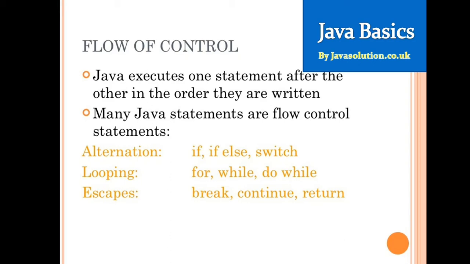For alternations, for example, for a choice-based alternation, we can use if else or switch statements. To loop around something, where we have multiple things and we want to loop around, we can use for, while and do while loops. For escaping from the loops, we can use break, continue and return. We'll go one by one on each of these items and see how they operate in Java.